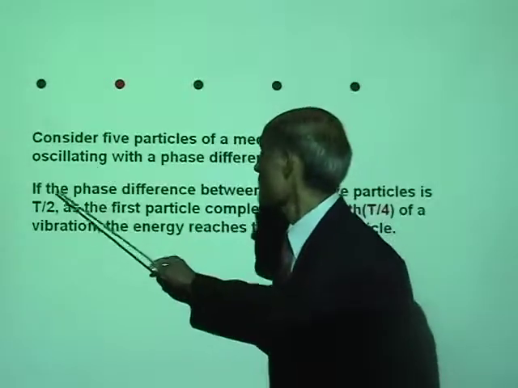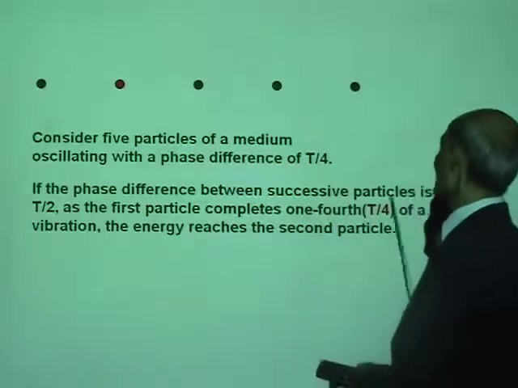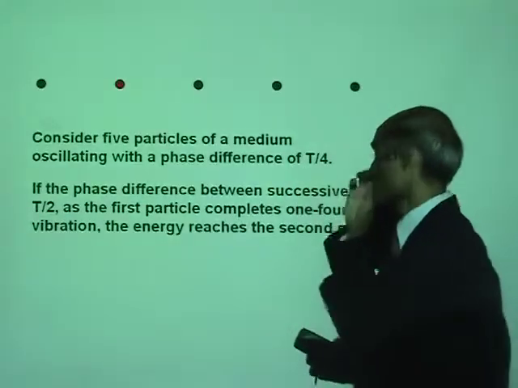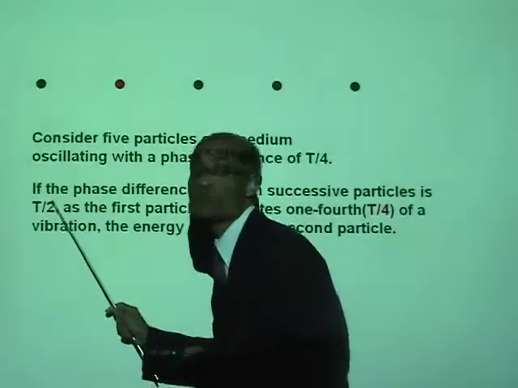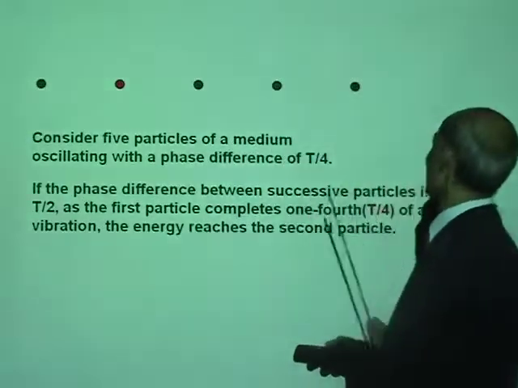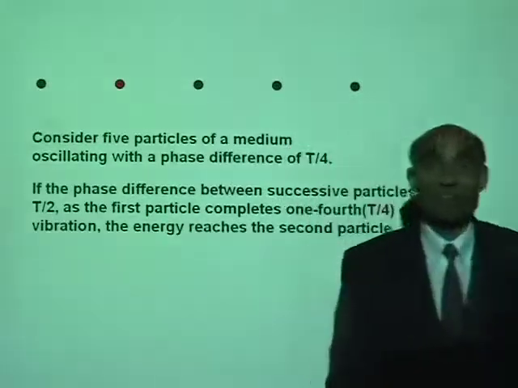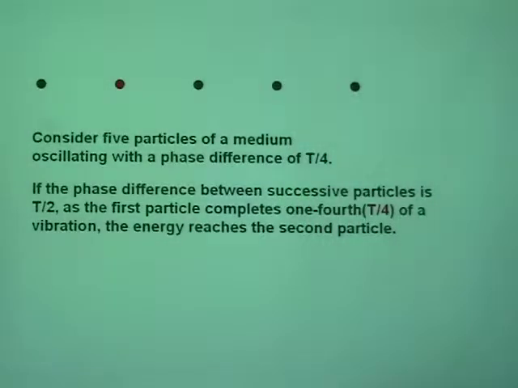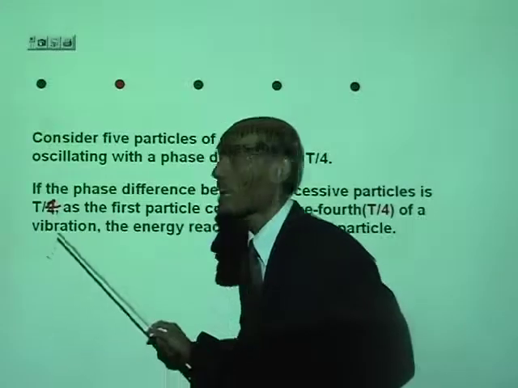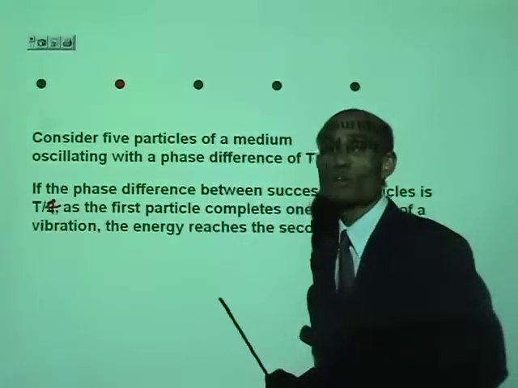Okay, so if the phase difference between successive particles is a quarter, you must correct this. It is not T by 2 but T by 4. So if the phase difference between successive particles is T by 4, could you please correct that? Small error there. It is not T by 2 but T by 4. Now you can see my correction will disappear when I go to the next line, so you must make that correction in your notes.